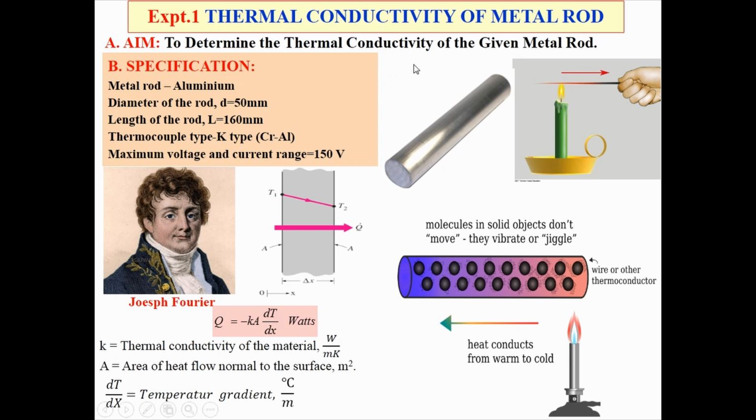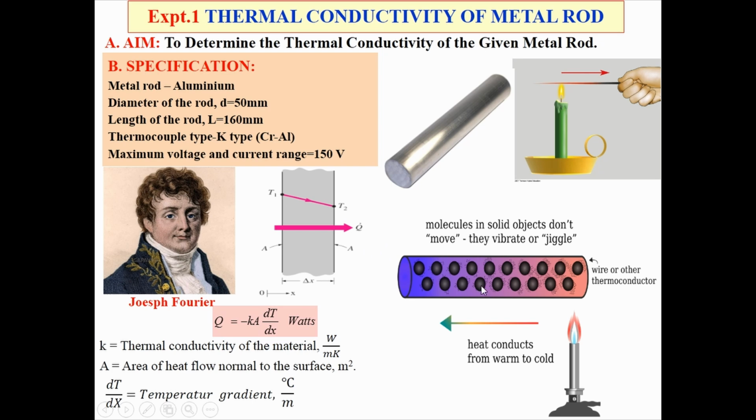Now the thermal conductivity of the metal rod can be determined using Fourier's law of conduction. What is Fourier's law of conduction? You can see here, where Q represents heat transfer. That heat transfer is directly proportional to the cross-sectional area, which is perpendicular to the direction of heat flow, and its temperature gradient. Where Q represents heat transfer, K represents thermal conductivity, A represents cross-sectional area, dT by dx represents temperature gradient. This thermal conductivity is related to conduction heat transfer.